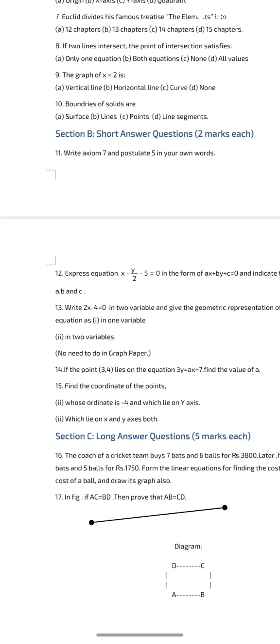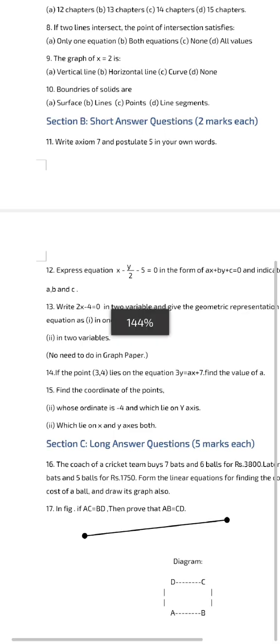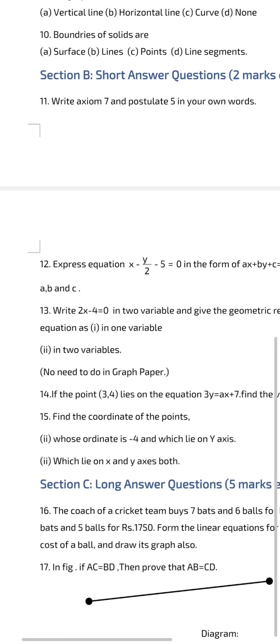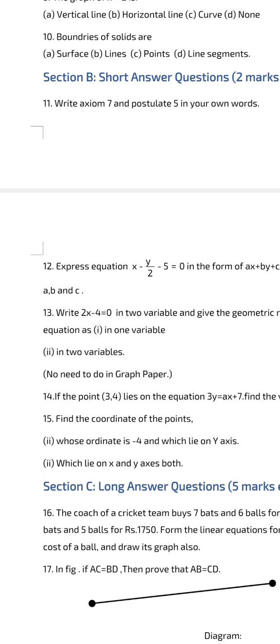Now come to the next question. Write 2x minus 4 in two variables and give the geometric representation of this equation as in one variable and in two variables.